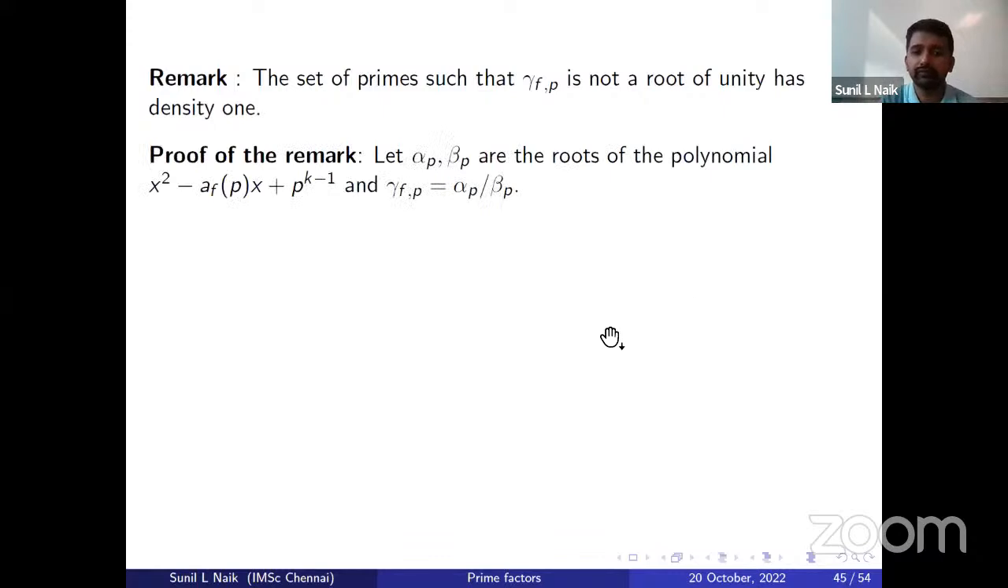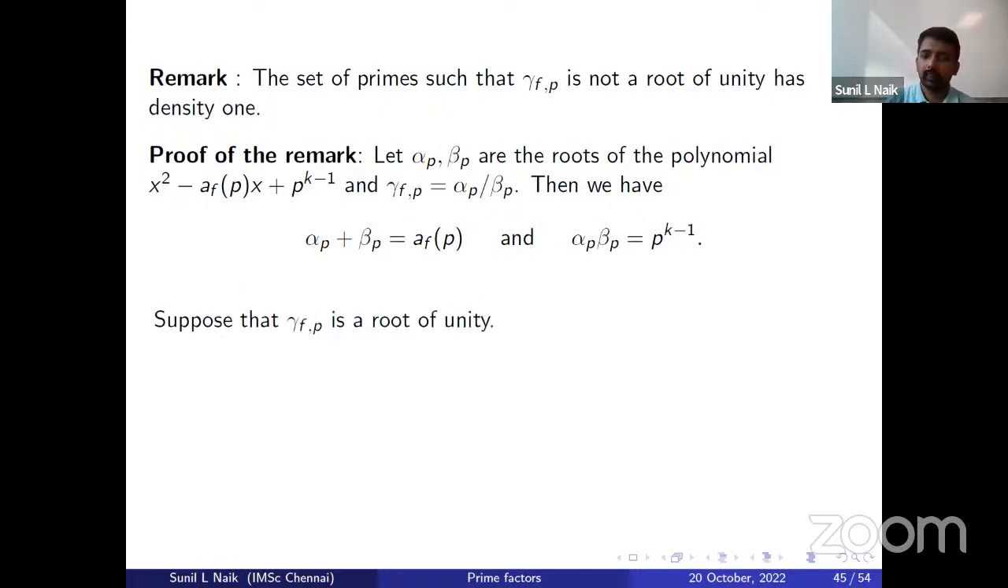So let's just give the proof of the remark. Let alpha_p and beta_p be the roots of the polynomial x squared minus a_f(p) times x plus p to the power k minus 1, and gamma_f(p) is alpha_p by beta_p. So we have alpha_p plus beta_p is equal to a_f(p), and alpha_p times beta_p is equal to p to the power k minus 1.